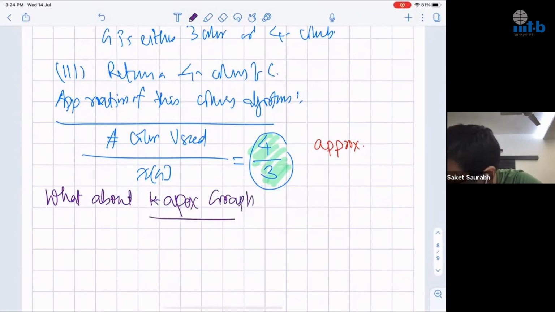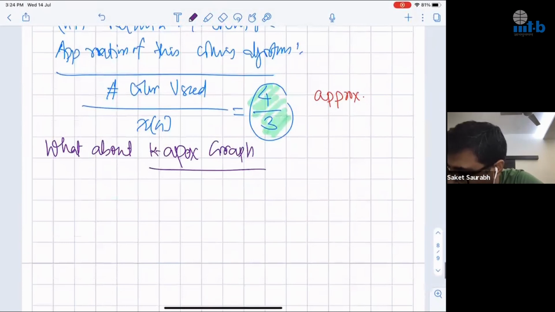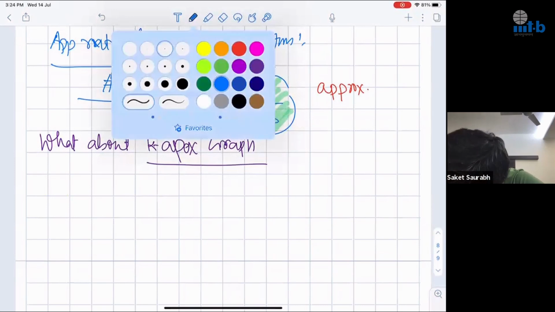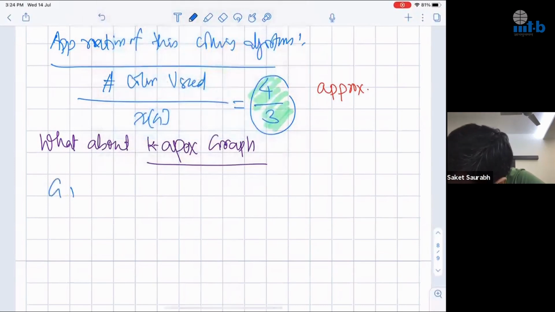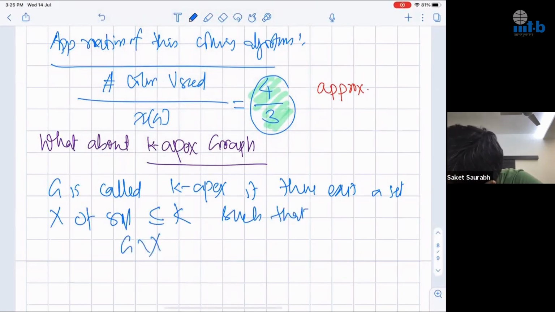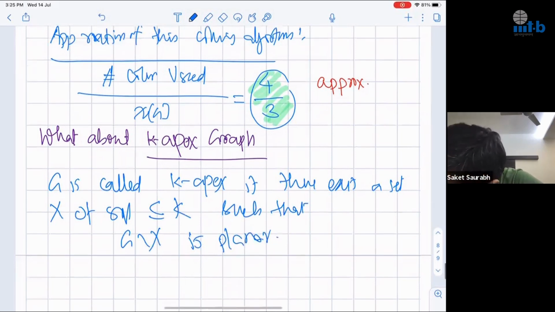What is K-apex graph? Let me tell you. G is called K-apex if there exists a set X of size at most K such that G minus X is planar. So how does this graph look like? The graph looks like there's a set.